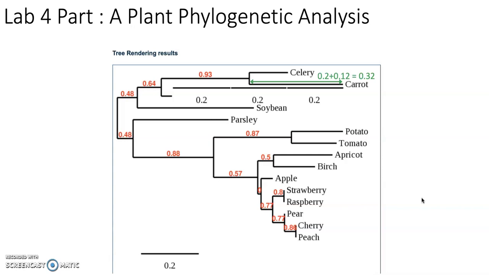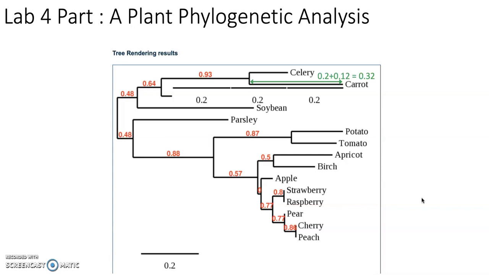How confident are we about each of these branch points? Well, that's what the red numbers represent. Those red numbers can range from 0 to 1.0. Numbers closer to 0 mean we're not very confident about the way our branches group the organisms. Numbers close to 1.0 mean that we're pretty confident about that branch point.